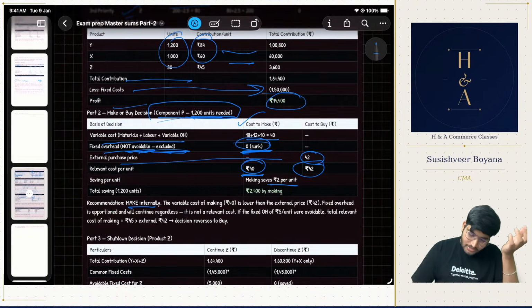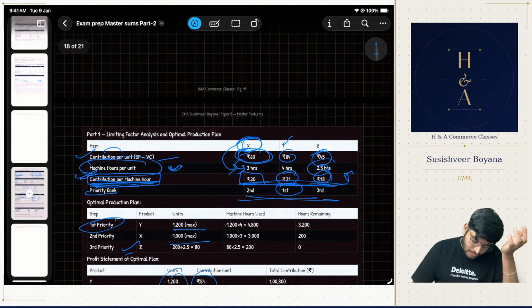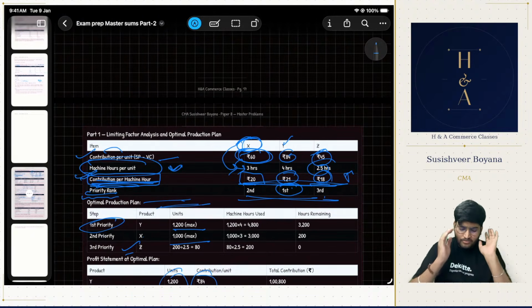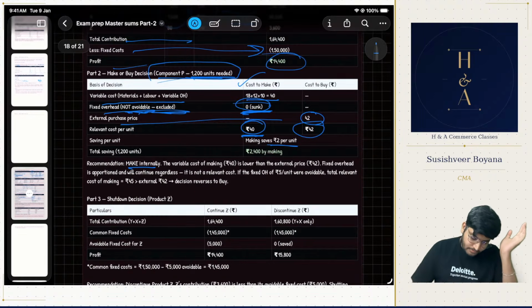Recommendation. Remember, this recommendation is very important. Even for this, I would really ask you guys to write it down in proper sentences that, okay, this is why we are taking so and so, despite the examiner having the view of the table. You guys prepare, do write it down in words. Variable cost per unit is 40, external is 42, fixed overhead is apportioned and will continue regardless. Hence, it is not a relevant cost.